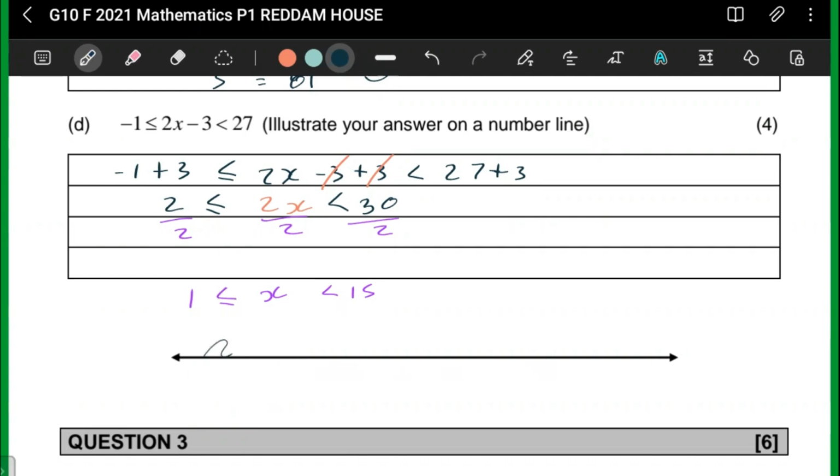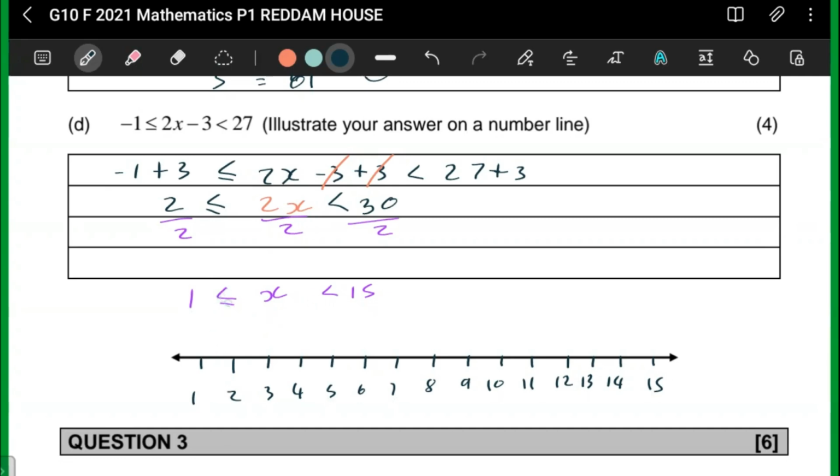Let's put here 0, 1, 2, 3, 4, 5, 6, 7, 8, 9, 10, 11, 12, 13, 14. I guess we're going to have to start from 1: 1, 2, 3, 4, 5, 6, 7, 8, 9, 10, 11, 12, 13, 14, 15. So the idea is, if your numbers are between 1 and 15, it's saying here x is bigger or equal to 1 and x is smaller than 15.